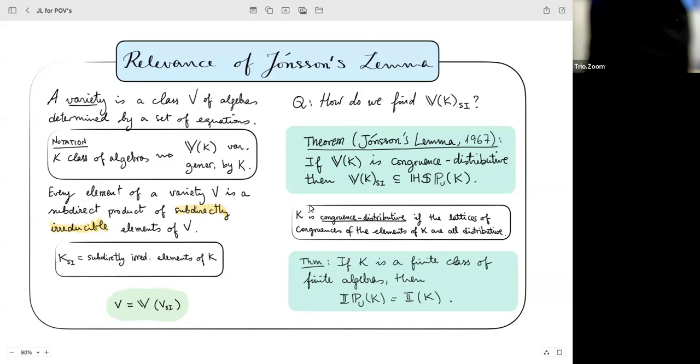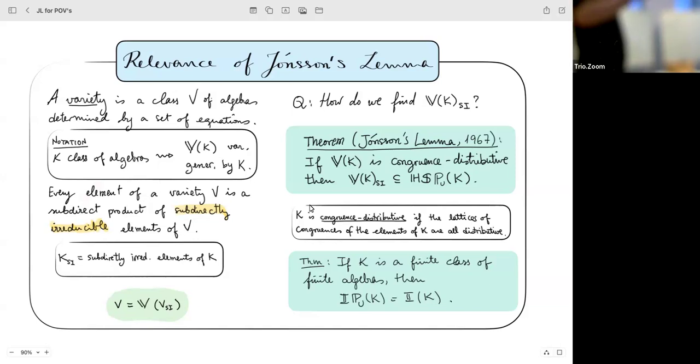So in principle, it's very difficult to know what those subdirectly reducibles are going to be, because you have to construct all products and then subalgebras and homomorphic images of those. But what Jonsson's lemma says is that if your variety is nice enough, and nice enough in this context means your variety is congruence distributive, whatever this means, then your subdirectly reducibles are going to be homomorphic images of subalgebras of ultraproducts.